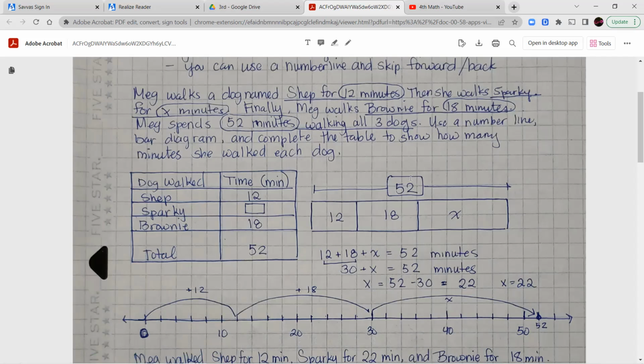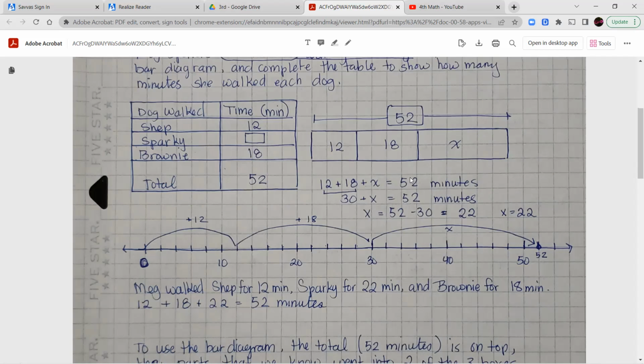Now I can also use a number line to show that information. I can start at the 0 and count 12 minutes, and then add 18 minutes to that. We know that got us to the 30 minutes. And then I can count on until I get to the 52 minutes, which was 22. I had to count on 22 more. Or I could have done what they did in the video and jumped ahead to the 52 and then jumped back 18 and then jumped back 12. And that would have also landed me at the 22 mark.